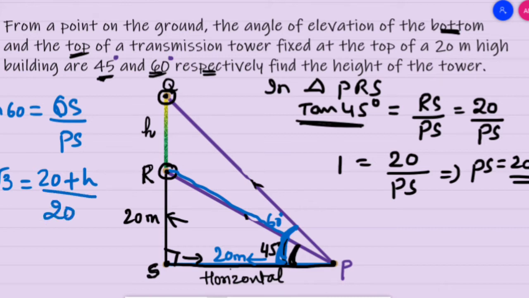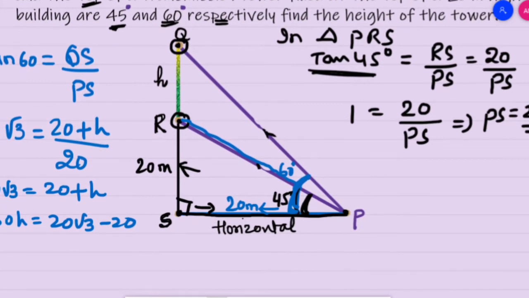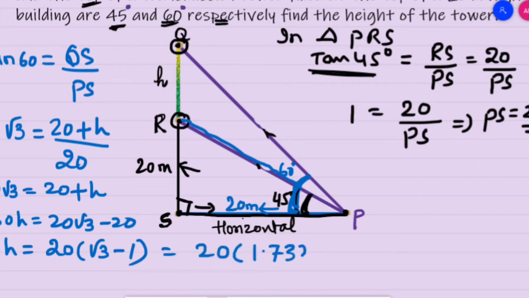PS is 20. Now when you do the next calculation, you will come to know that 20 root 3 is equal to 20 plus h. So h will be equal to 20 root 3 minus 20. Now what can you do here? You can just take 20 common. So if you take 20 common, you will be left with root 3 minus 1. Now what is root 3, children? Root 3 is 1.732. So 1.732 minus 1 will give you 20 into 0.732.